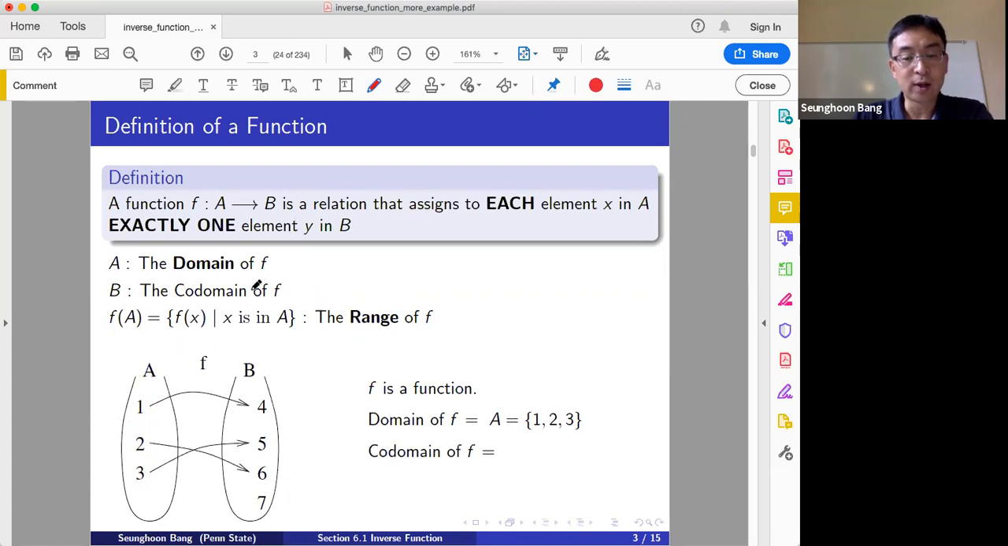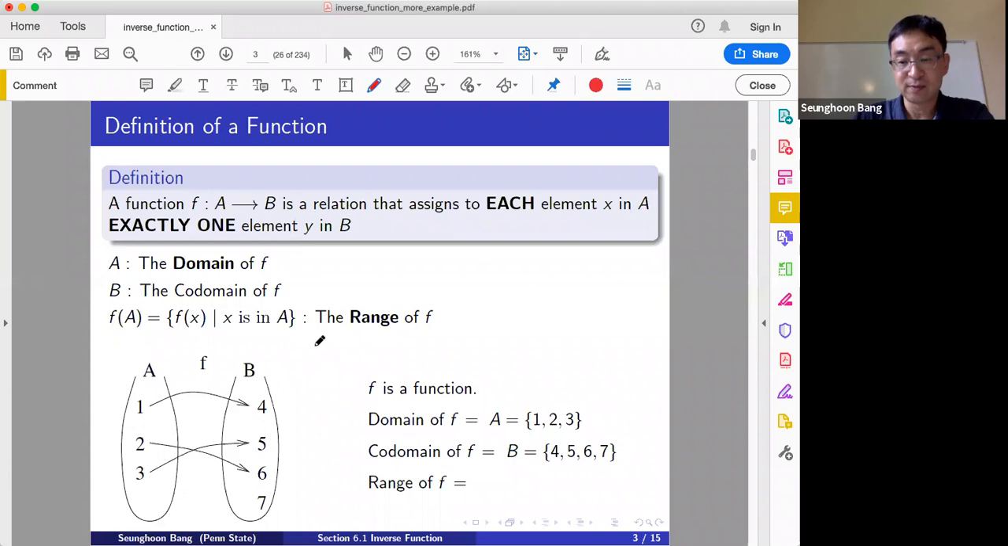What's the codomain of f? Could you write your answer on the chatting board? Do you know that? Is it 4, 5, 6, 7? Yeah, this is right. Exactly. The whole B: 4, 5, 6, 7.